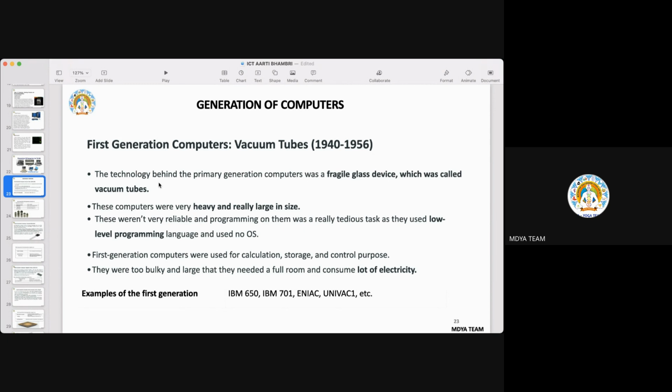So IBM, I think this is the company that made the first computer: IBM 650, 701, ENIAC, UNIVAC. So just remember those names.